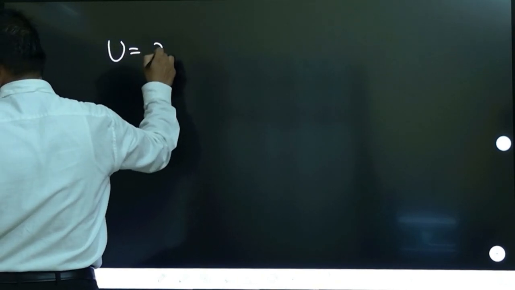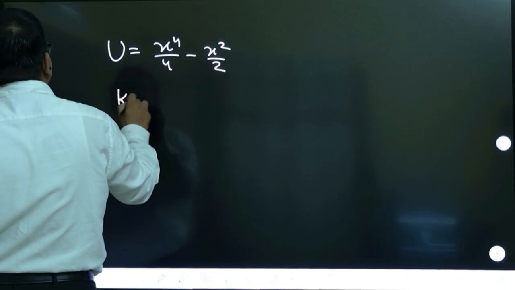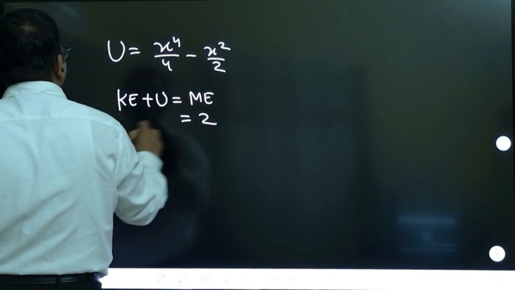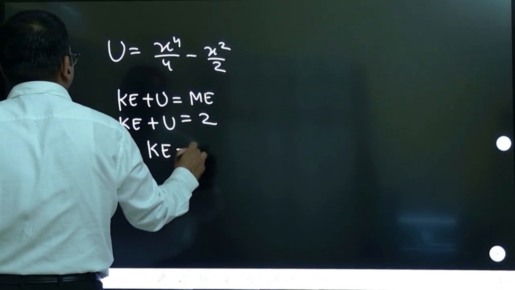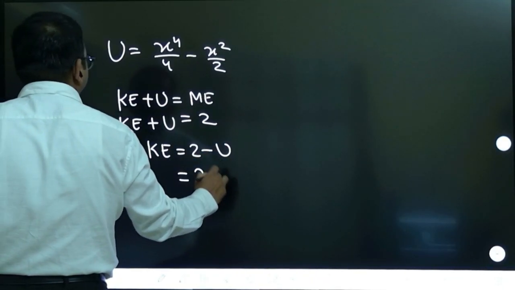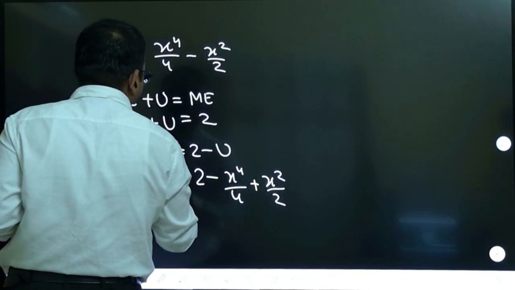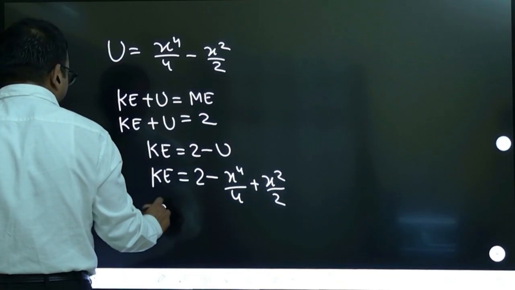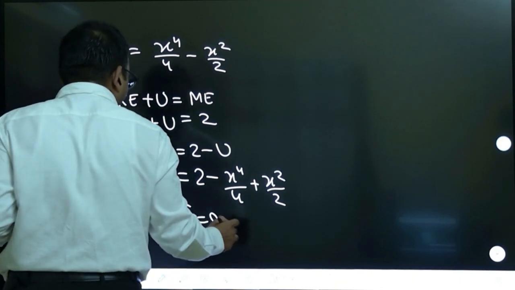Potential energy was given: x^4 by 4 minus x^2 by 2. Kinetic energy plus potential energy is equal to mechanical energy, that was 2. So kinetic energy becomes 2 minus potential energy. I have substituted this x^4 by 4 minus x^2 by 2. They were asking maximum speed. For maximum speed, kinetic energy should be maximum, so the differentiation of kinetic energy with respect to x should be 0.